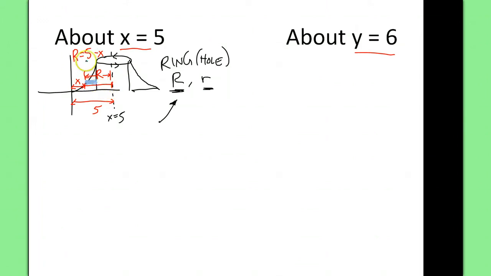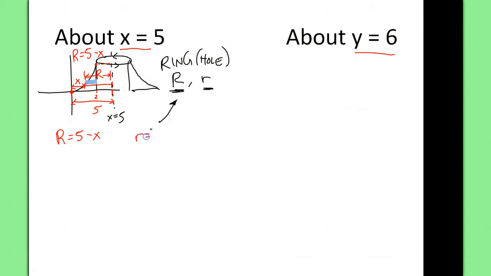The way you could always check this is you could plug in an x value. If you plugged in x equals 0, you'd see, hey, my radius equals 5. If you plugged in x equals 2, you could check and say, well, if it's x equals 2, my radius would be 3. And so you can always check your setup to make sure you're doing it right. So my outer radius equals 5 minus x.